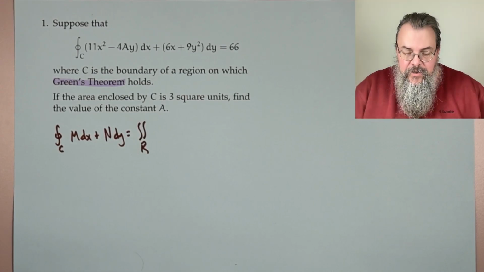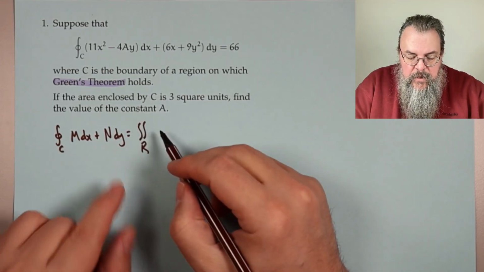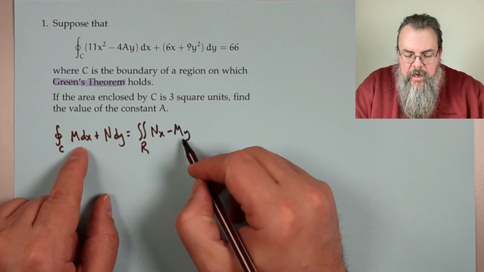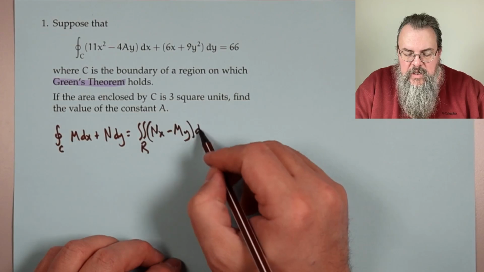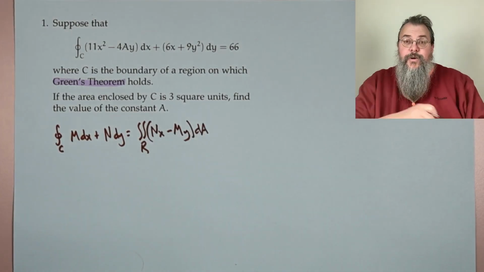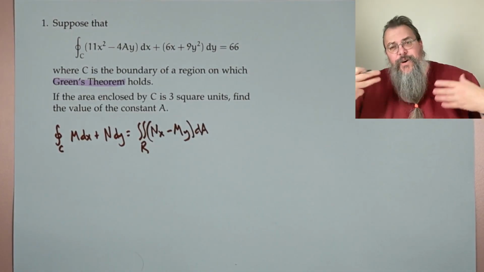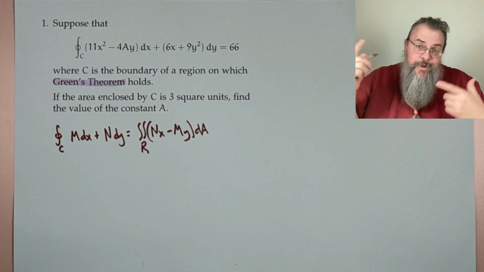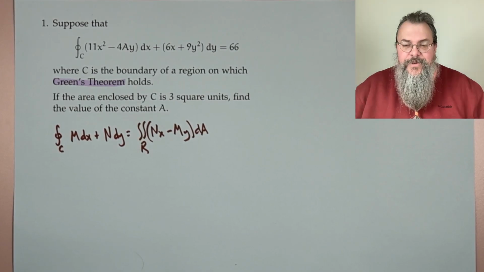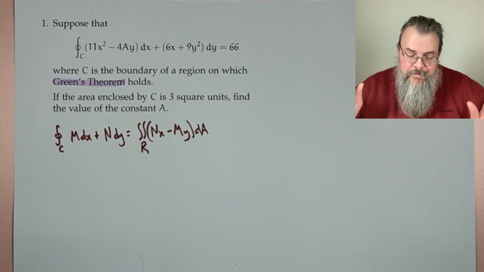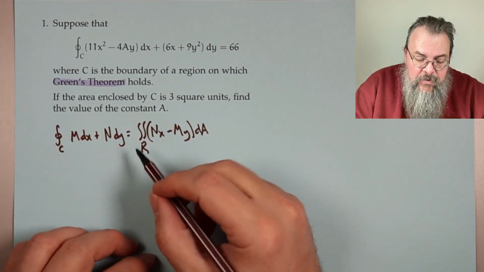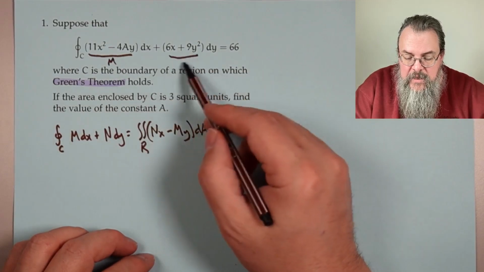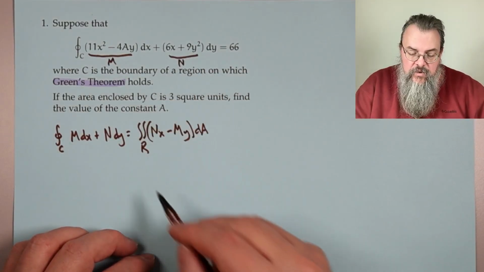Because it's a closed curve, so there's a part in the middle. That's the region it encloses. We're going to take N sub x, subtract M sub y, and dA. This depends on the orientation being correct. However, given the assumptions, we're going to assume that the orientation is correct. If the orientation were wrong, that'd be a negative sign, but that's a whole other story. Not for this problem. Now, for us, we have our M and our N. So let's take these derivatives.